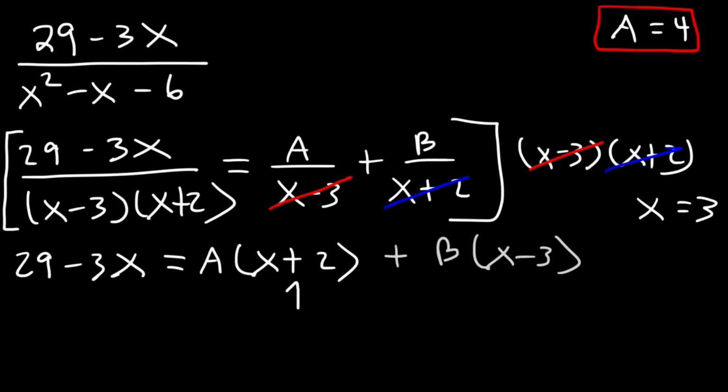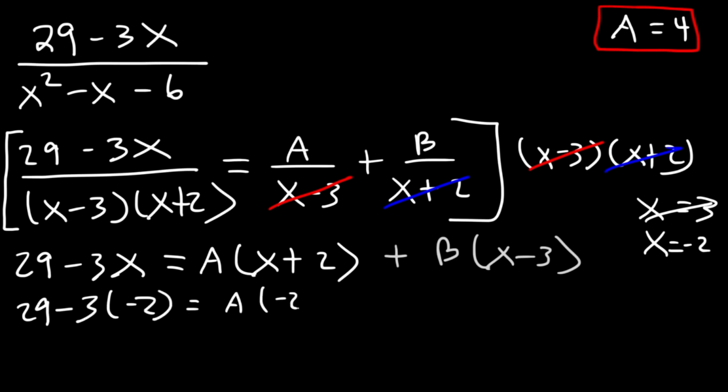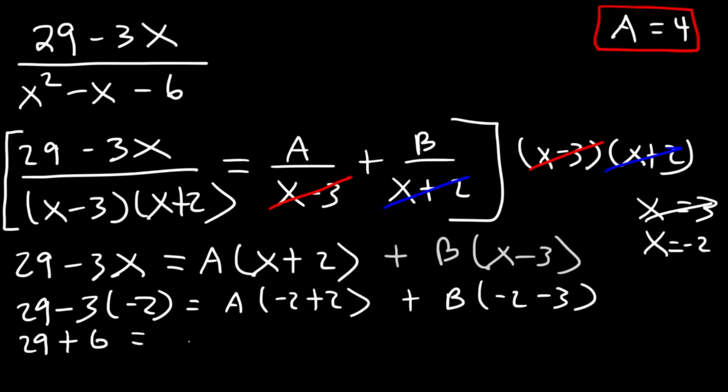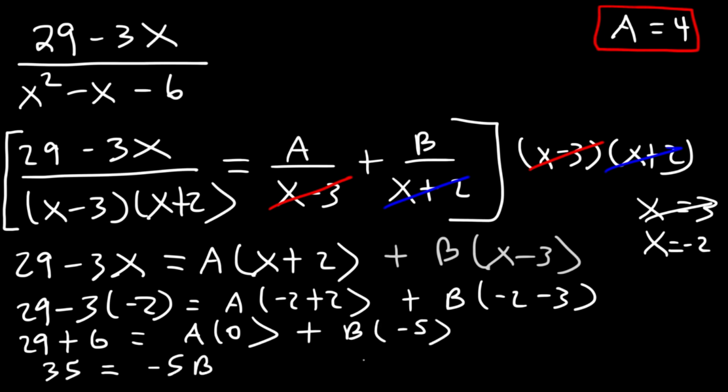Now, let's plug in negative 2 so that this term becomes 0. So we're going to have 29 minus 3 times negative 2, and that's equal to a times (negative 2 plus 2) plus b times (negative 2 minus 3). Now, negative 3 times negative 2 is positive 6. Negative 2 plus 2 is 0, and negative 2 minus 3 is negative 5. 29 plus 6 is 35, and so that's equal to negative 5b. So b is going to be 35 divided by negative 5, which is negative 7.